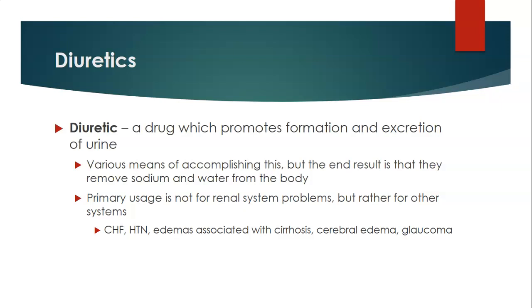Primary usage is generally actually not for renal system problems. Usually it's going to be for another system. You probably remember talking about certain diuretics with Krista when you were talking about the heart. So we will usually see diuretics used for congestive heart failure and hypertension. We might also see them used for edemas associated with cirrhosis, some cerebral edema, and even glaucoma.